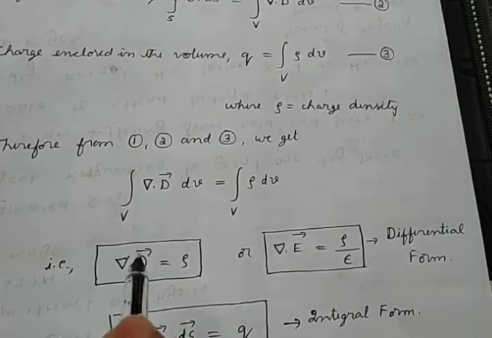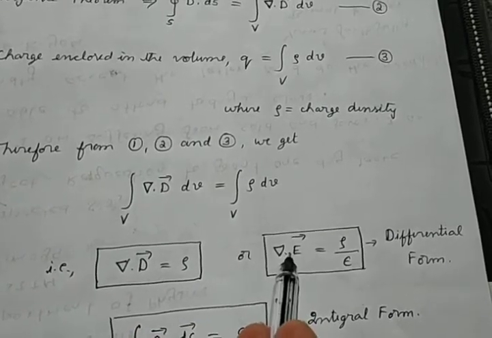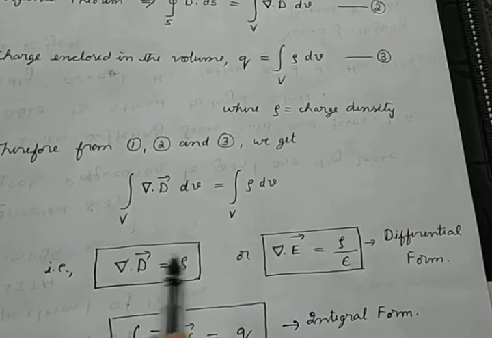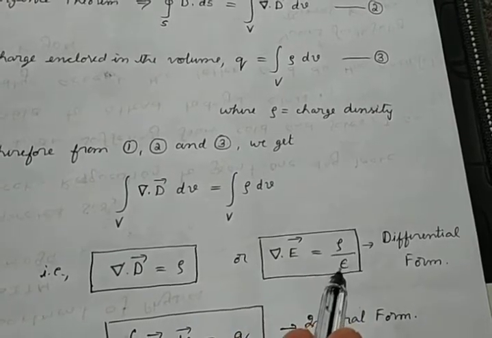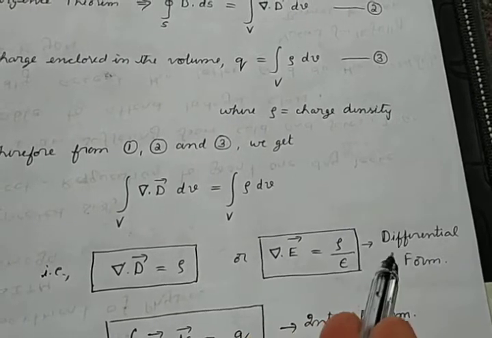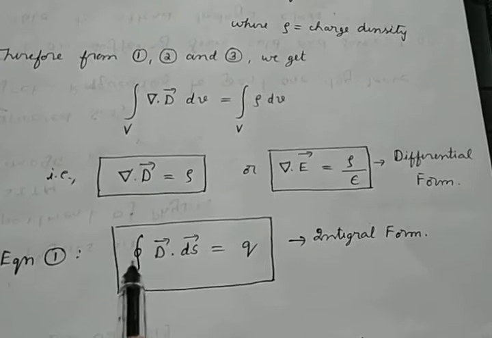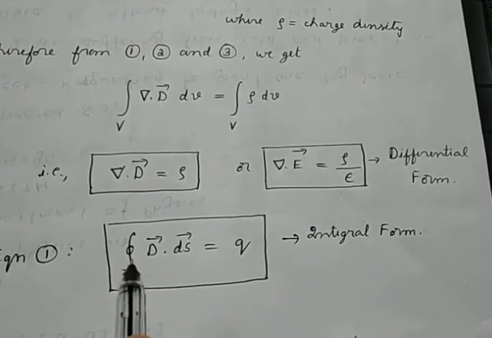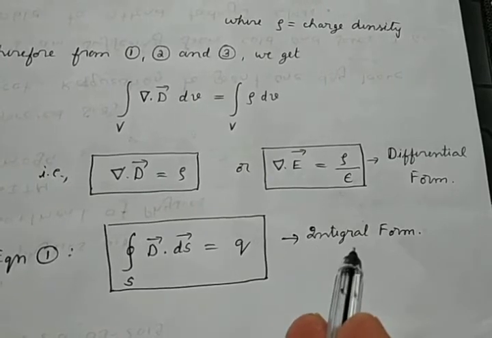Here we can replace D bar by the actual electric field vector E bar by remembering that D bar is equal to epsilon E bar. Then we get the divergence of E bar is equal to rho by epsilon. So this equation is called the Gauss law in differential form, whereas the previous equation, the closed surface integral of D bar dot dS bar equal to q, is called the Gauss law in integral form.